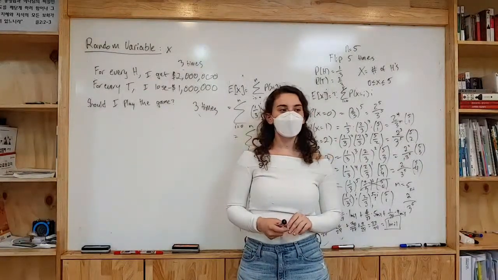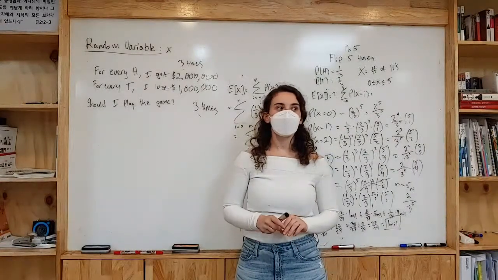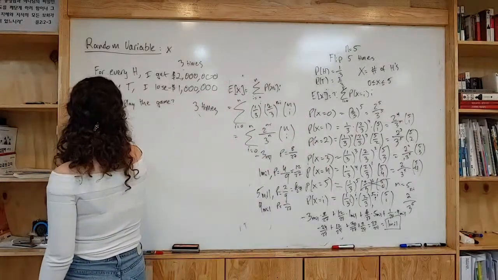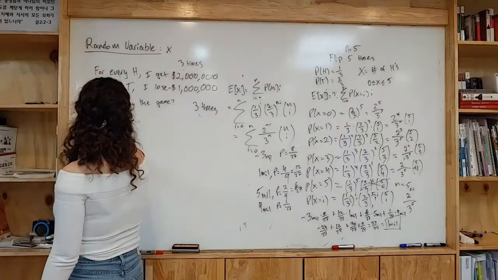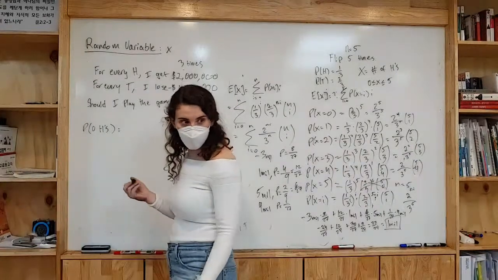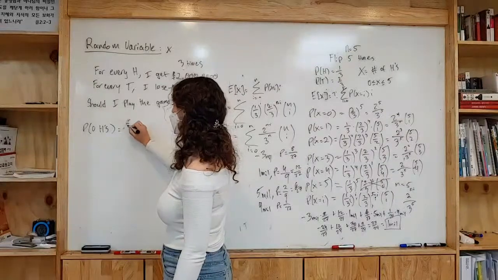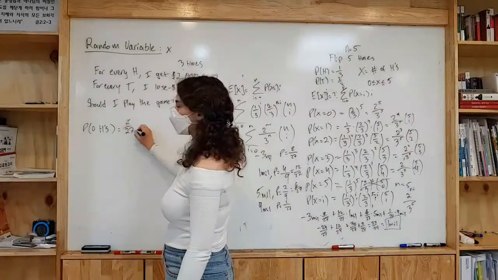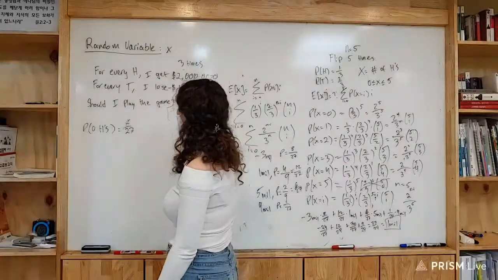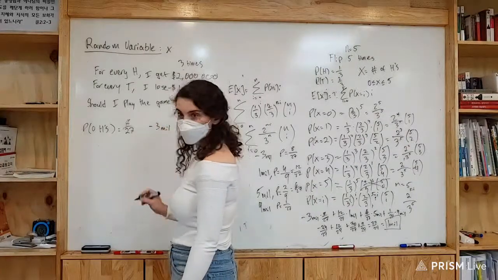Alright, let's see if it works. How much do you expect to get? Do you expect to win money or lose money? Alright, P of 0 heads equals what? 1/8, right? Sorry, 8/27. Because it's 2/3 times 2/3 times 2/3, right? Okay. Now, for each of those, you lose $1 million. So that's minus 3 mil. Okay?